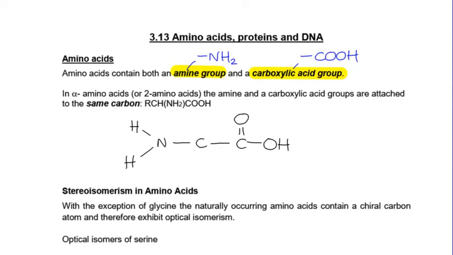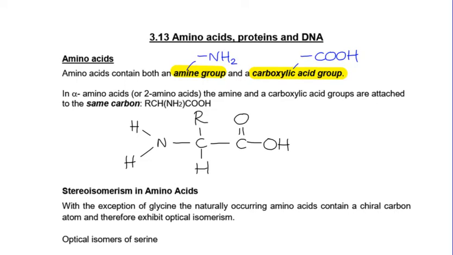We've also then got, every amino acid has a hydrogen and a variable side chain, an R group, and that R group will vary from amino acid to amino acid. Different amino acids are going to have a different chain there, and you might have come across some of those if you've been studying biology.